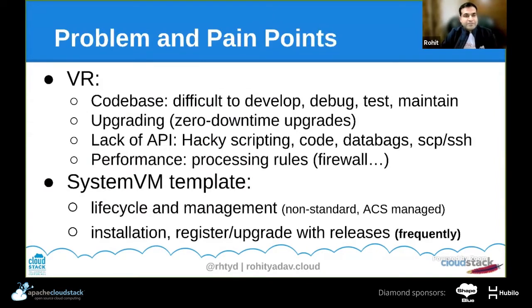What are the problems and pain points of the virtual router? So I think first and foremost, this has been going on for years that the code base is difficult to maintain. It's difficult to develop and test. Upgrades are an issue. We have made a lot of progress since the past couple of versions, but upgrade is still an issue for a lot of users. There's a lack of an API. A lot of the code base is nothing but a bunch of shell scripts and Python scripts, and it's kind of written in a very hacky way where people would, when they implement a feature that generally requires CloudStack management server or agent to SSH into the host and then execute those scripts.